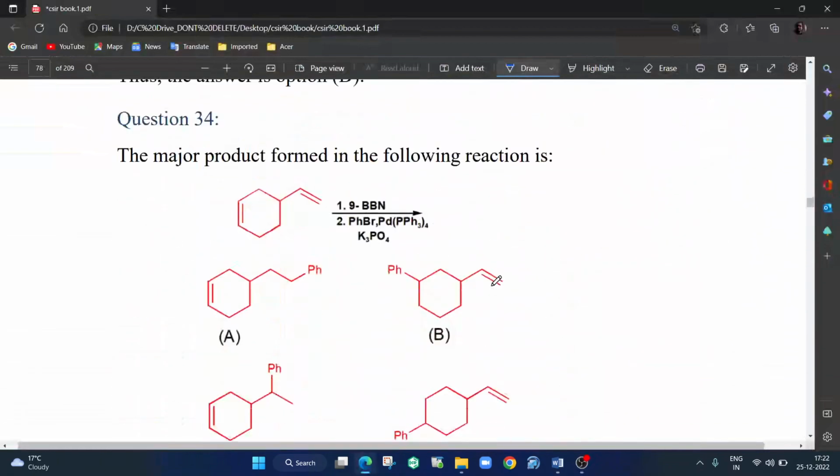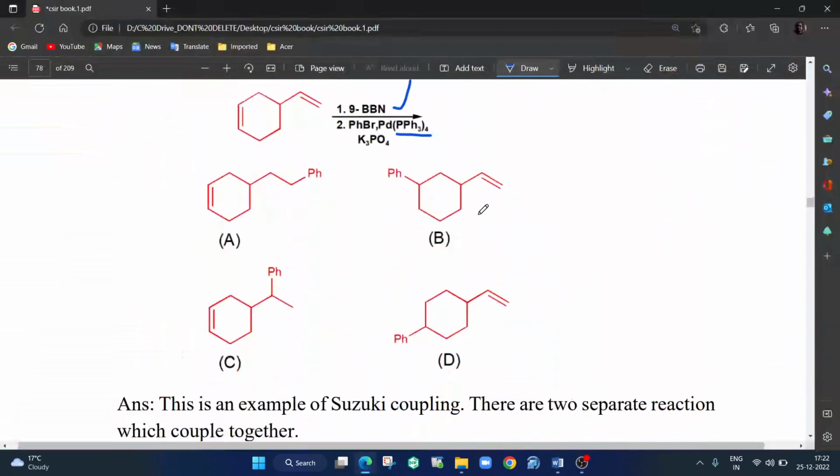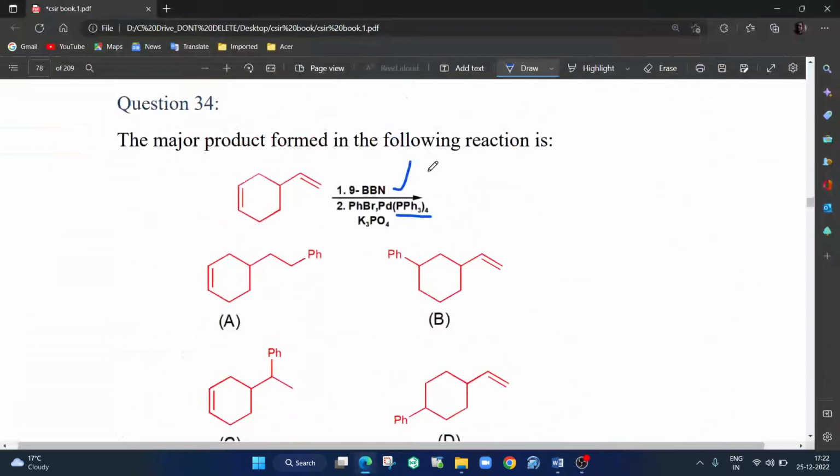Next question. The major product formed in the following reaction is. Whenever you see a question like this where boron is there, and you see a transition element, please understand this is Suzuki coupling, and it's very simple actually. You have to just think from where boron will attach. So you know boron will attach from this side, and then you see PhBr, so just cleave it and attach the Br.